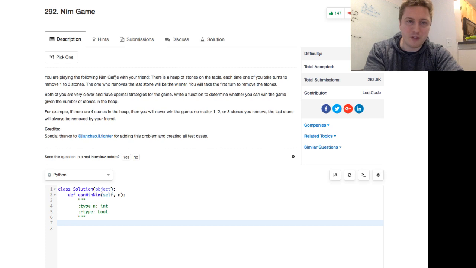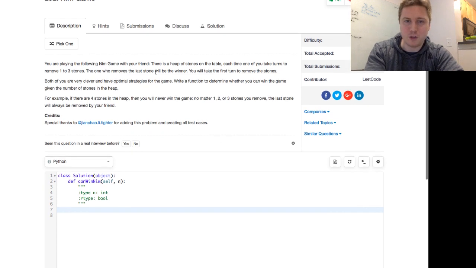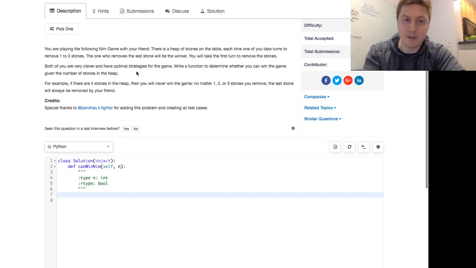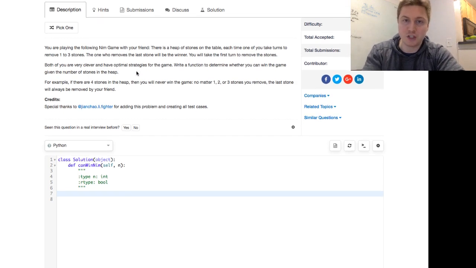You are playing the following Nim game with your friend. There's a heap of stones on the table. Each time, one of you takes turns to remove one to three stones. So one, two, or three stones. The one who removes the last stone will be the winner. You take the first turn. Both of you are very clever and have optimal strategies for the game. Write a function to determine whether you can win the game given the number of stones in the heap.